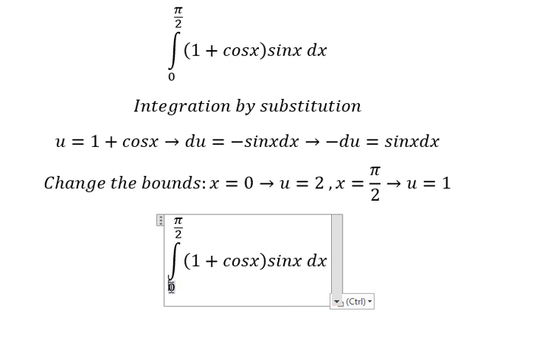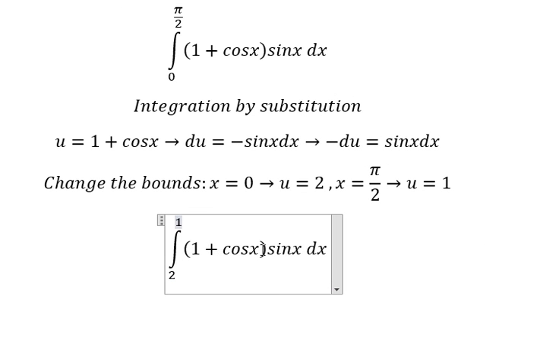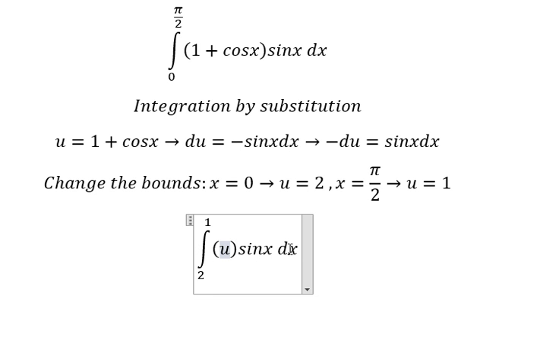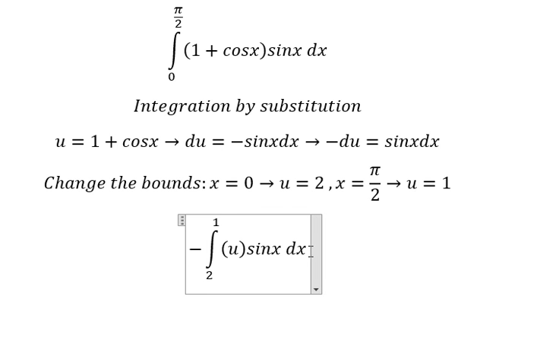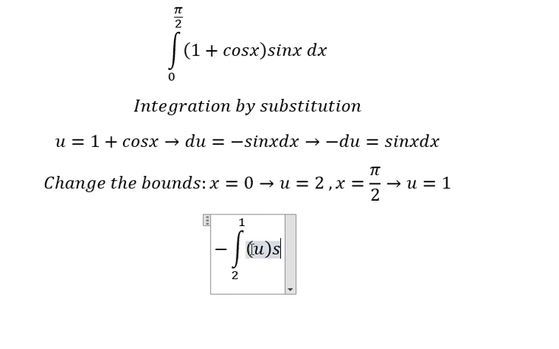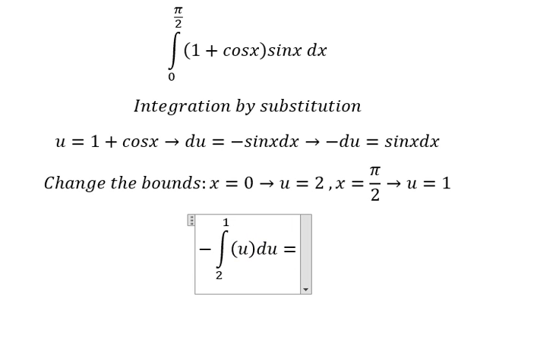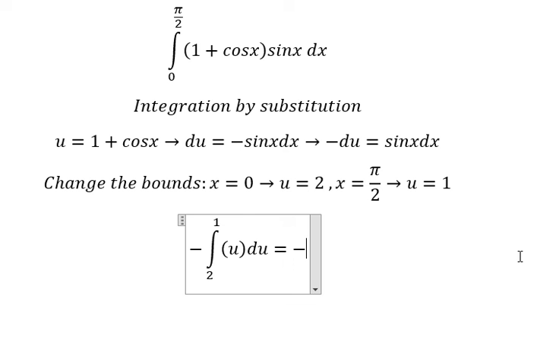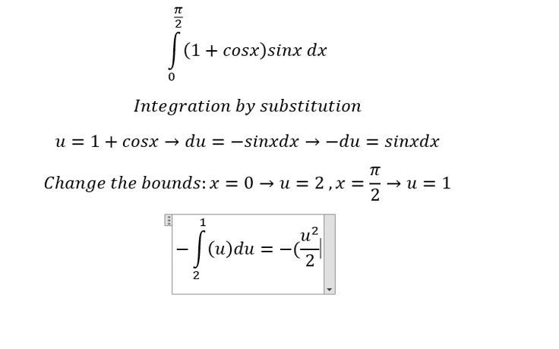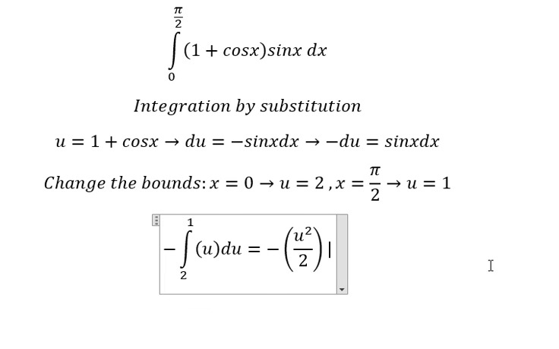Number 0 we change to number 2. And this one we change to number 1. This one we change to u. Sin s ds we change to negative du. The integration of u, we have u squared over 2, and we put the bounds from number 2 to number 1.